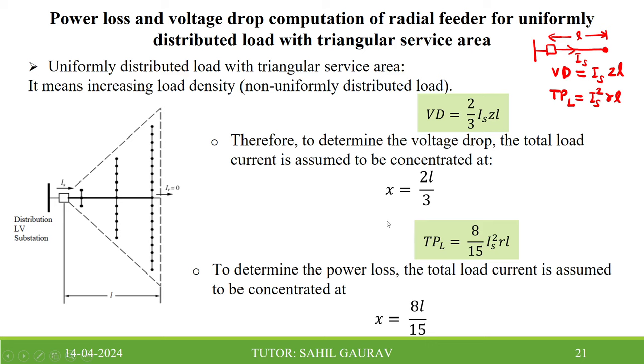Now if you need to find the total power loss for this uniformly distributed load with triangular service area, then you can use this expression: 8/15 IS square into RL. And to determine this power loss, the total load current is assumed to be concentrated at X equal to 8L/15.